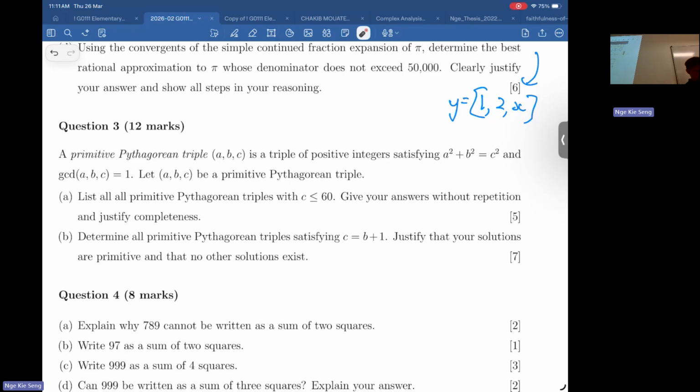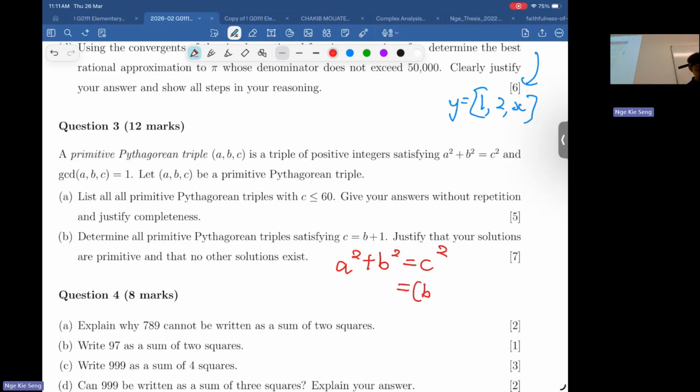Okay. Well, I think this one is kind of straightforward. Let's see. To satisfy Pythagorean triples, you need a squared plus b squared equals c squared. But this question says that this c is special. This c has to come from b plus 1.